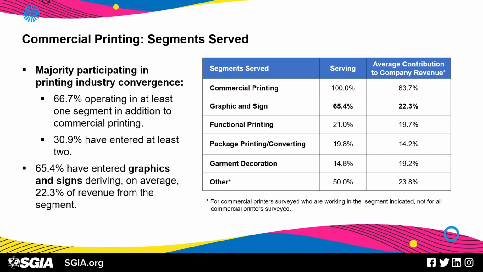And on our next slide, I think, are the 2 most important results of our research pertaining to commercial printing. Number 1, the majority of commercial printers surveyed are participating in printing industry convergence. 2/3 have entered at least one segment in addition to commercial printing. And secondly, penetration has clearly been deepest by far into the graphic and sign segment. 65.4% of the commercial printers surveyed have now entered graphics and signs, deriving an average of 22.3% of their revenue from that segment.